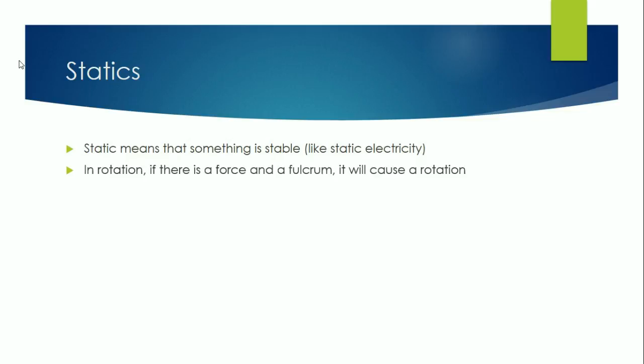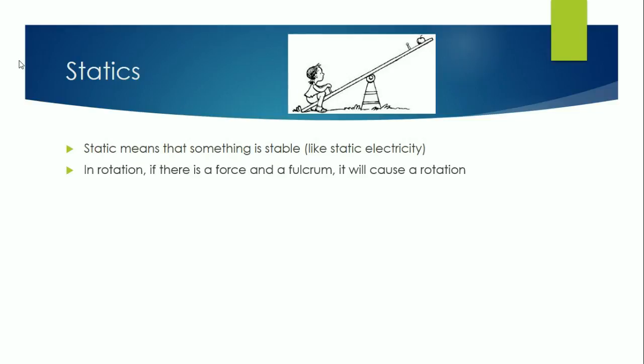In rotation, if there's a force and a moment arm, or a fulcrum, it will cause a rotation. The easiest example to imagine is a seesaw. You have a force, which is a person, and a fulcrum, and this is the moment arm, and this causes a rotation. Notice that the girl pushes down the seesaw because it wants to rotate counterclockwise, but this apple doesn't have enough force to counteract the rotation. So a force and a fulcrum will cause a rotation.